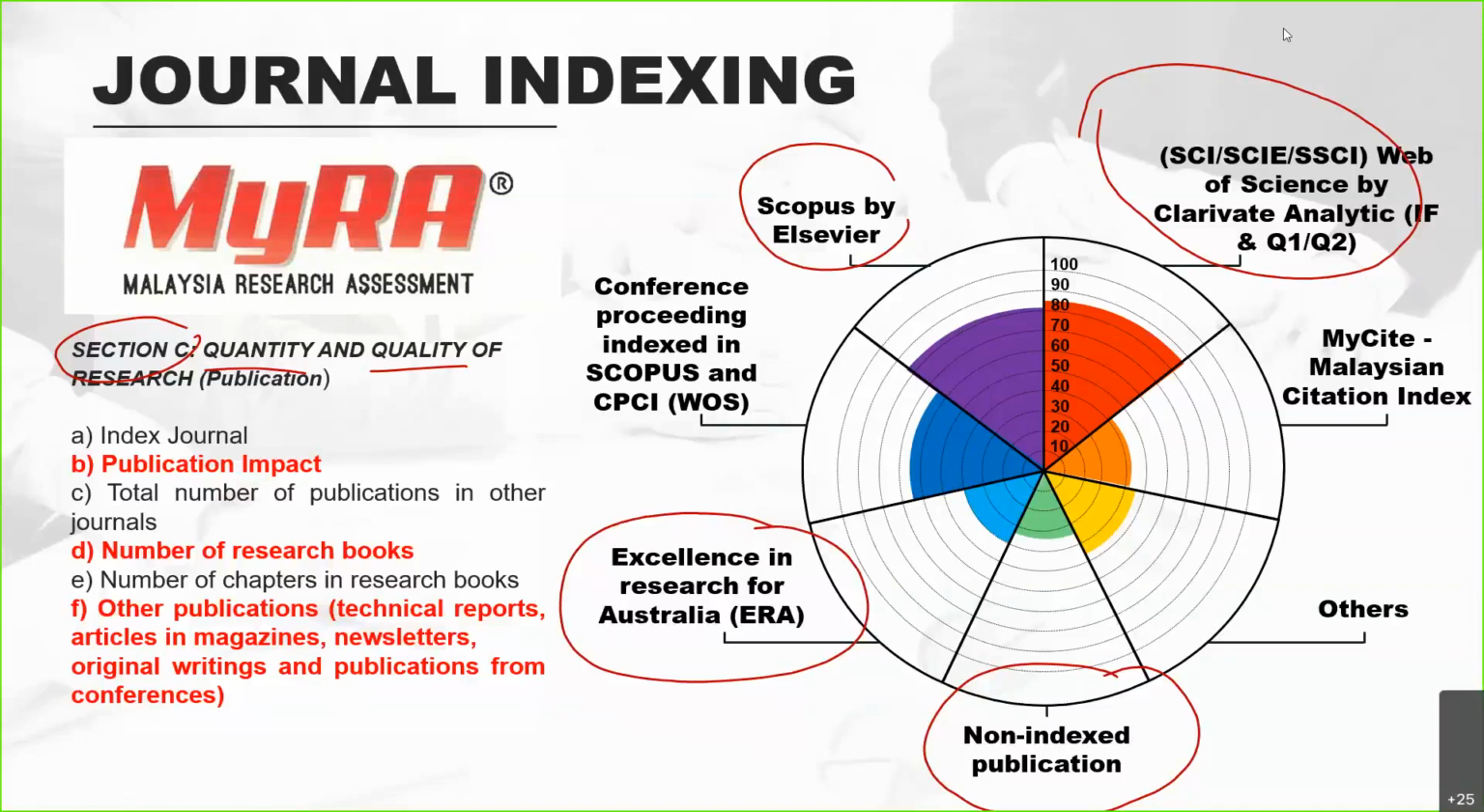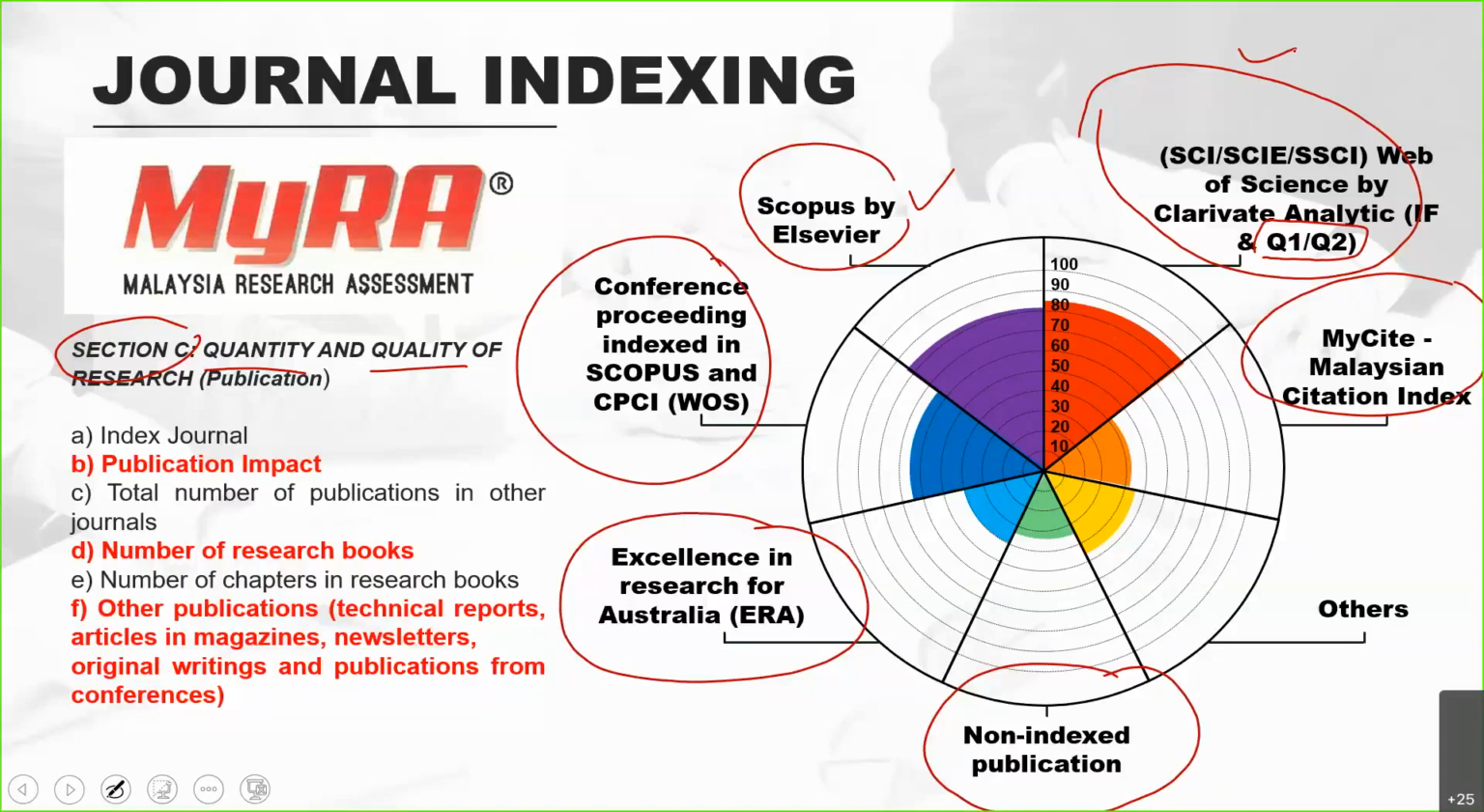What is that? SCI, SCIE, SSCI, by Clarivate Analytics, and the more marks go to journals with Q1 and Q2, quartile. If you publish in MJCE, it will be placed under the Malaysian Citation Index, so it's greater than non-index publication. If you have your paper published in a proceeding, and this proceeding is indexed in Scopus and CPCI, it will go to this part. So the mark is less than here and here, because the mark for proceedings can never supersede Scopus or Clarivate Analytics, SCI.